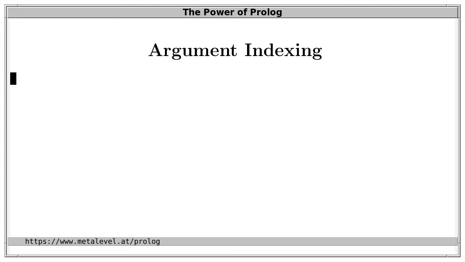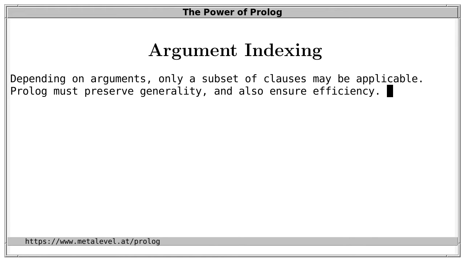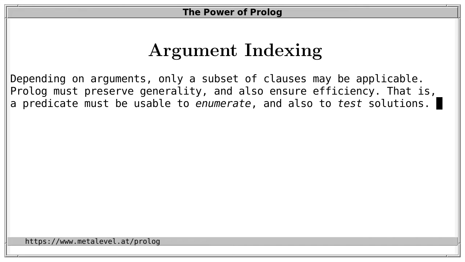Let's have a look at argument indexing, often simply called indexing. And we start with the observation that depending on the arguments of a predicate, only a subset of clauses may be applicable. And of course, Prolog must preserve generality and also ensure efficiency. That is, we expect to be able to use a predicate to enumerate solutions and also to test concrete solutions. And all of this should be as fast as possible.